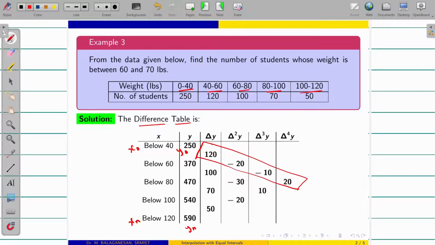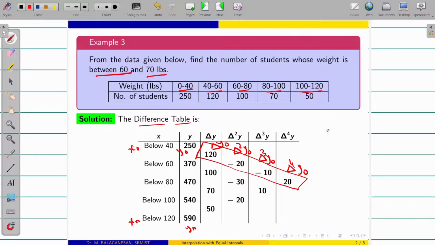Delta y naught is the first value. Here, delta square y naught. This is delta cube y naught. This is delta power 4 y naught. That's it. So now we have to find the students whose weight is between 60 and 70.